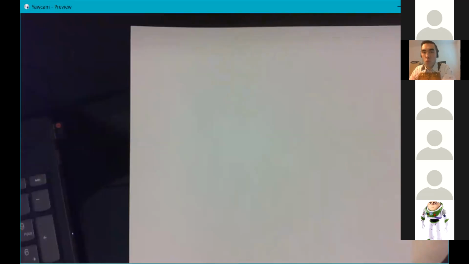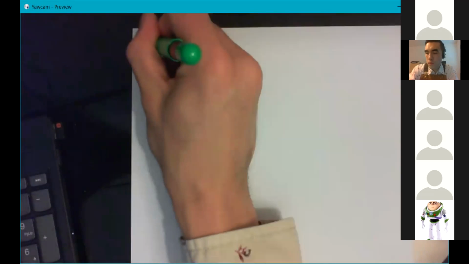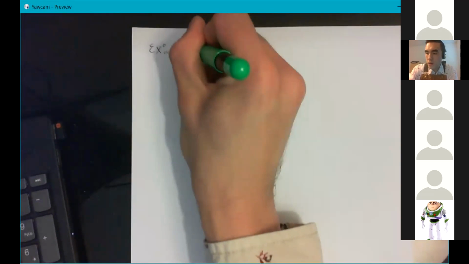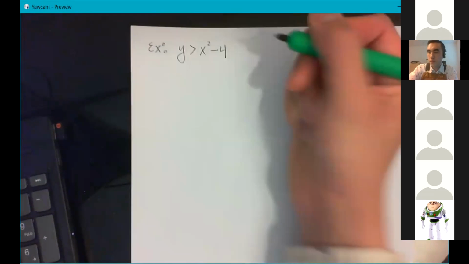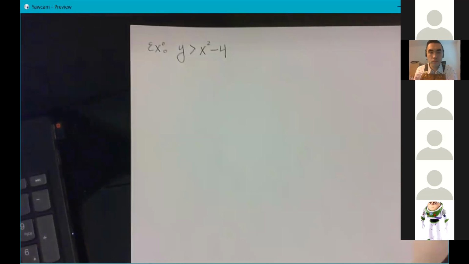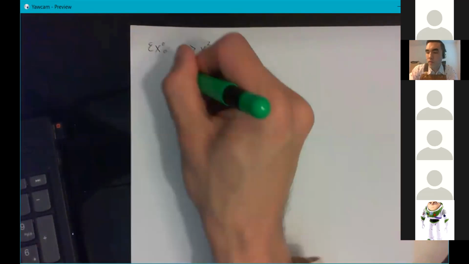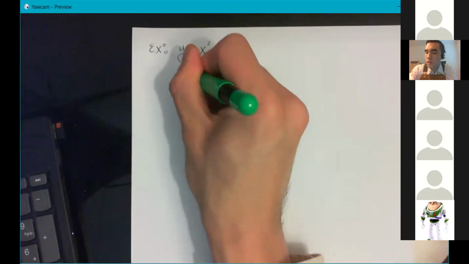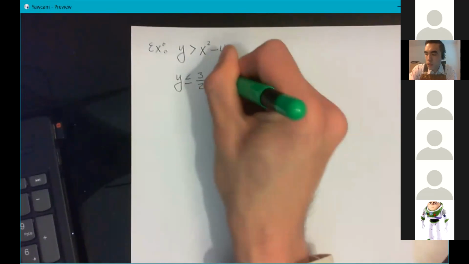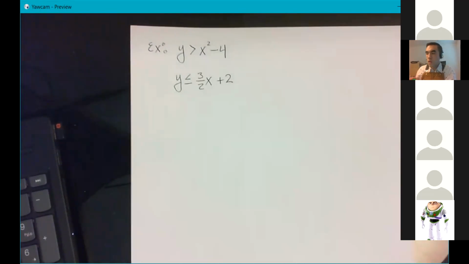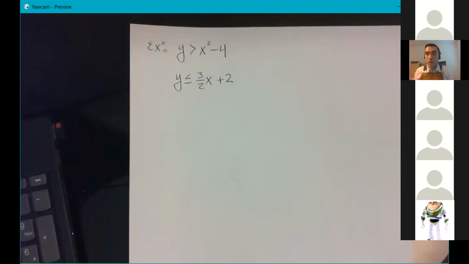Let's go ahead and do the following straightforward example. Let's say that I have y is greater than x squared minus 4, and I have y is less than or equal to 3 over 2 x plus 2. So I'm going to do this by hand, and then we'll verify this in Desmos.